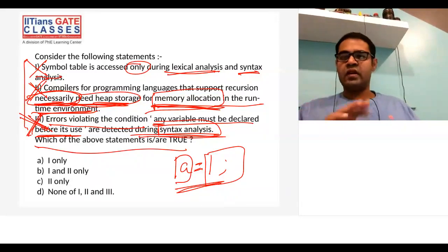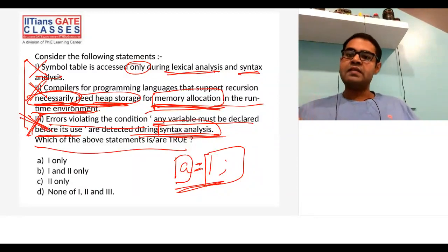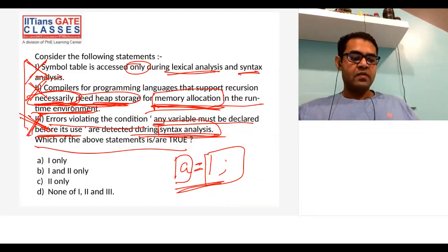So it will say, okay, this is good. I will pass this down, no error over here. But when the semantic analysis phase comes, it will throw an error. So I hope all the three statements are clear. All the three statements in this are false, and hence option D will be right.